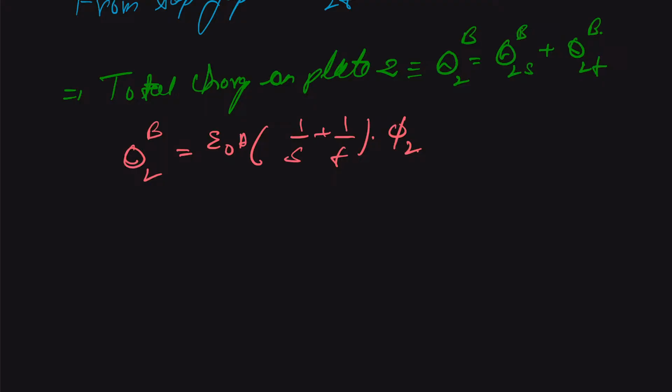But in part A and part B, we assumed that one of the potentials is equal to 0. So what is going to happen if both phi 1 and phi 2 are non-zero? In that case, there will be superposition.